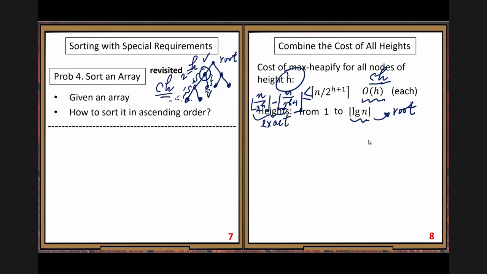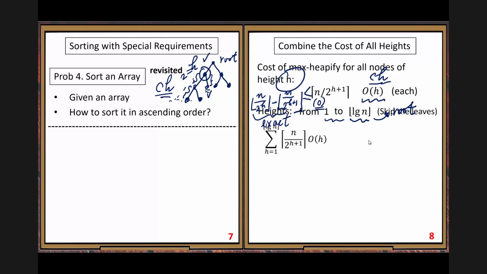Here, we run from 1 to this number, but there is a 0 level, we do not come there. At zero level, we do not need to run the max heapify operation. Although the zero level is there, we do nothing at the zero level, so no cost at the leaf zero level. Okay? So let's skip zero.